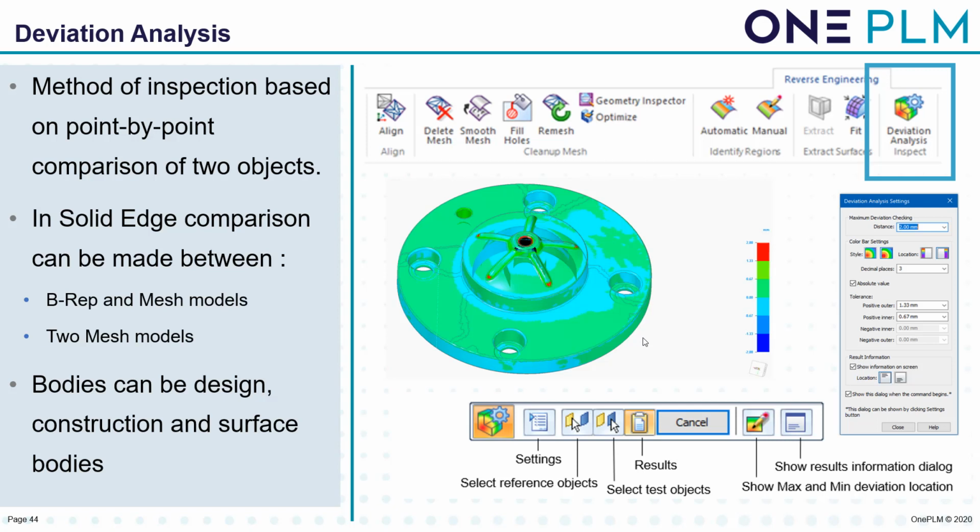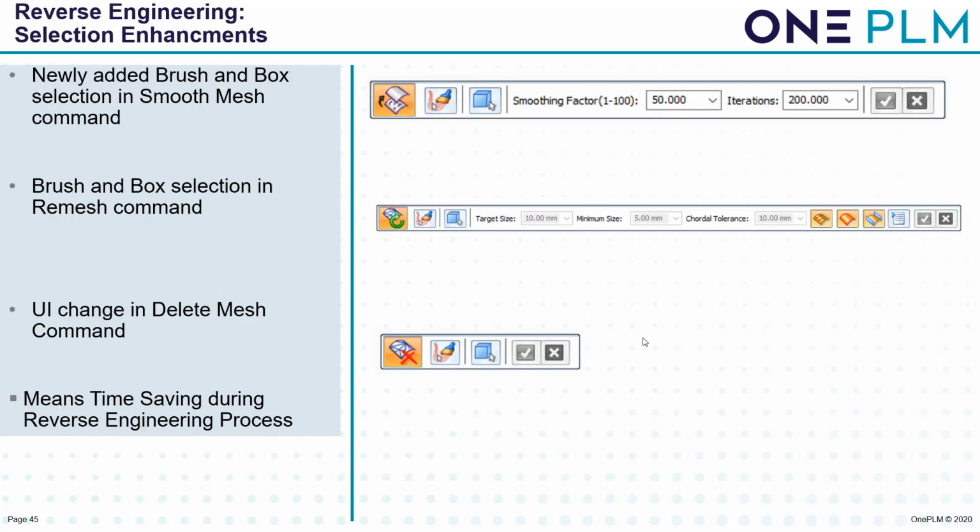So deviation analysis. We've got the command bar at the bottom, how we run through. We've got the settings, reference objects, test objects, the results once we finish those, and then we can turn on a graph showing that deviation analysis on there. And we can go in the settings to decide exactly how everything looks on there.